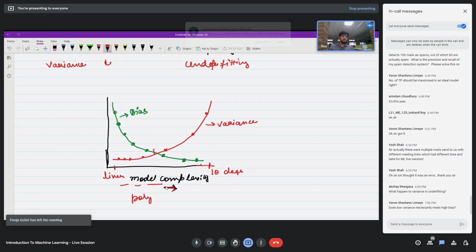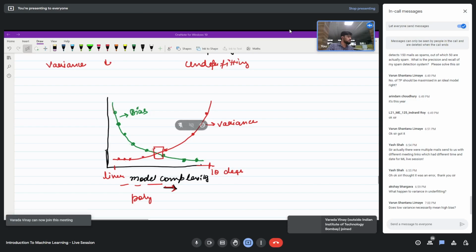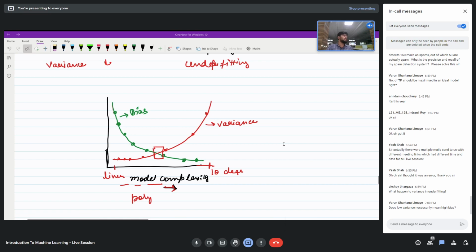So you want your model to be something around here. This is what I wanted to point out. So does low variance necessarily mean high bias? It generally does. Yeah, it generally happens.